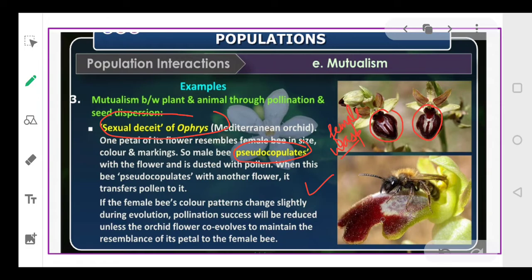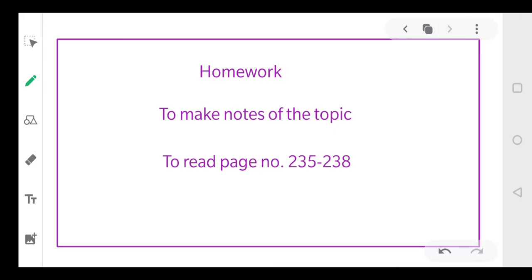So in a nutshell, we can say that if two species are living in an area, they will be interacting with each other. They might have a beneficial interaction, they might have a detrimental interaction, or they might have a neutral interaction. And we have discussed all of them. So this completes all the interactions that we've talked about. If there is any doubt, you can ask me.